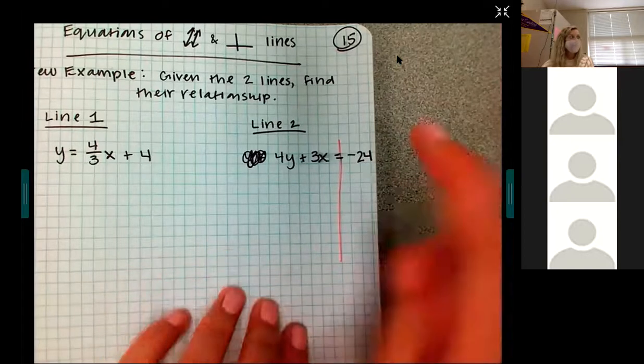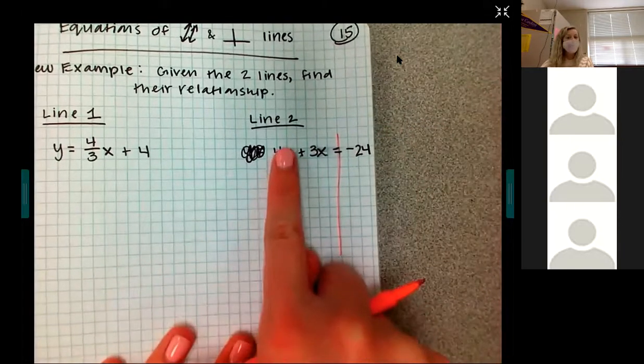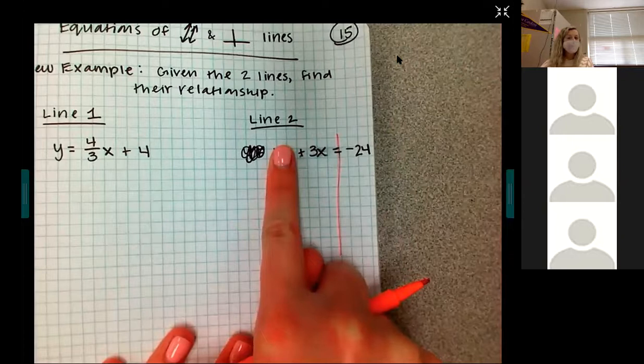So review from yesterday. Cover your y term.